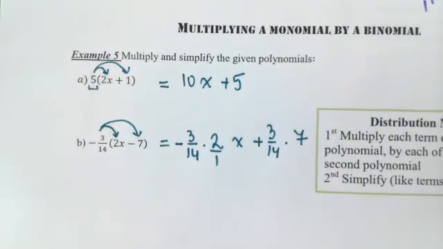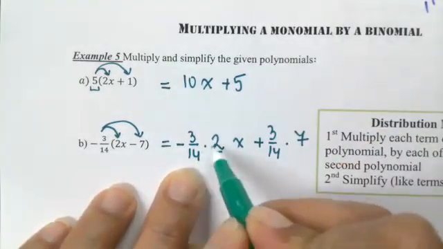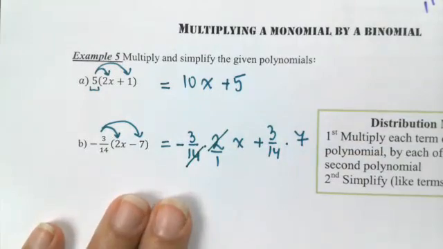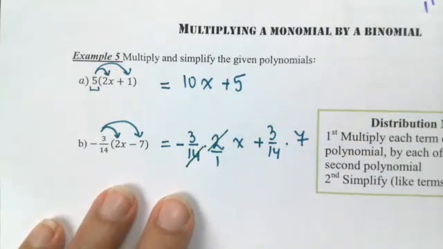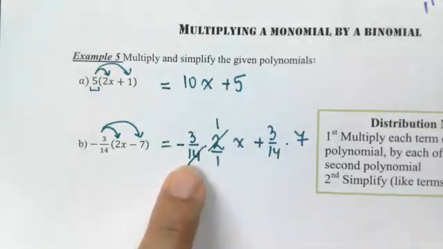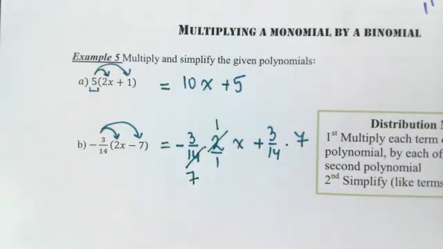Now we're going to deal with the cancellations. So here we have 14 and 2. What can we divide them by? What's the common divisor of both of those numbers? Not 7, because I can't divide 2 by 7. So 2 divided by 2 is 1. 14 divided by 2 is 7. Okay, so that's the cancellation.